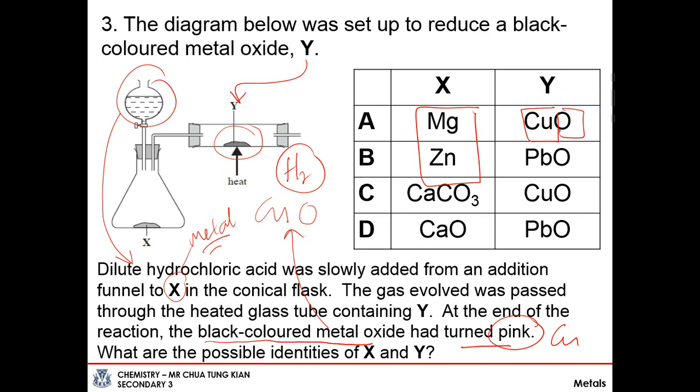Alright, the pink color substance is copper. The black color substance is copper oxide. And the metal is magnesium. So Mg plus HCl gives you MgCl2 plus H2. H2 is used to reduce CuO into Cu and H2O. A.